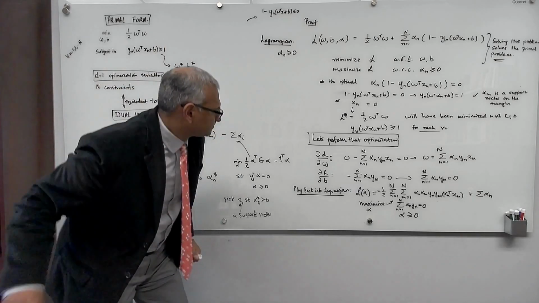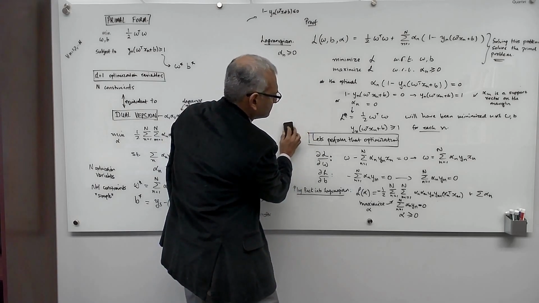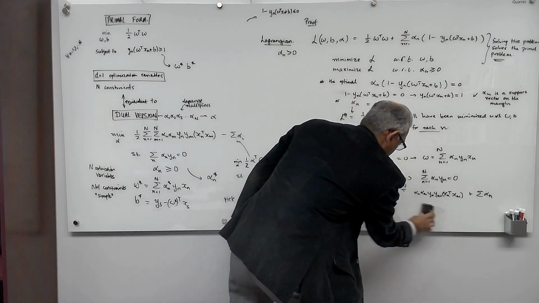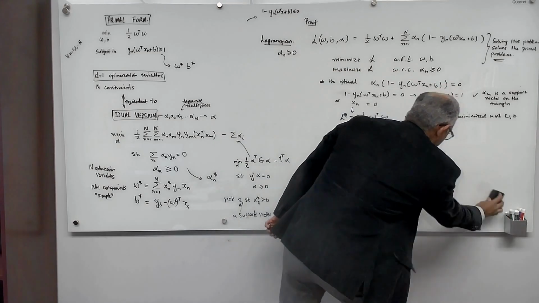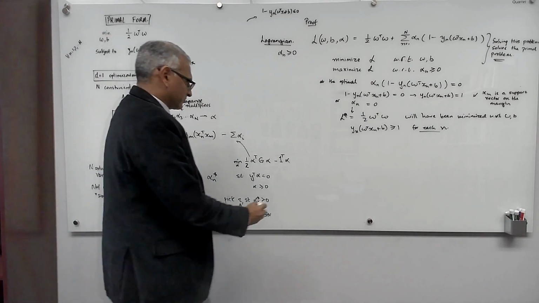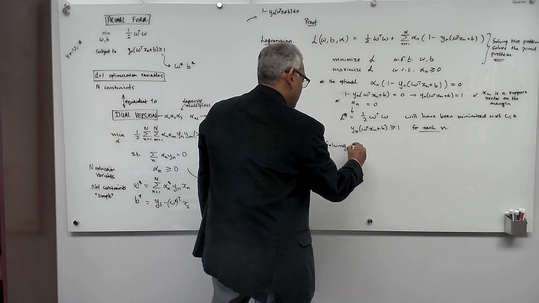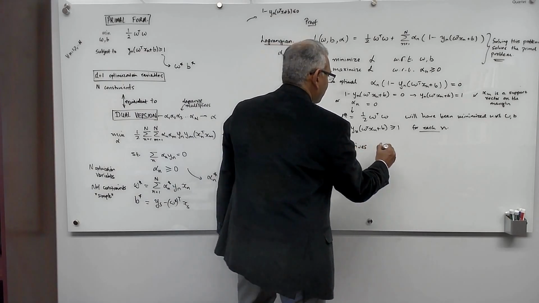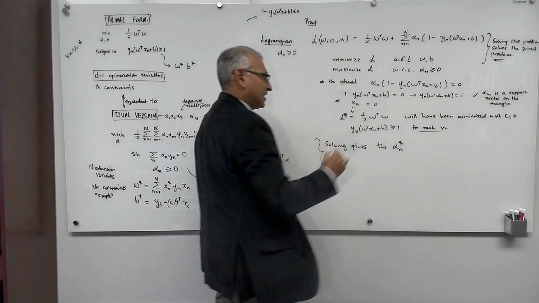So let me erase the proof. The only thing, the minor technical detail that remains, is this: when I solve this problem, I get the alphas. So solving this problem gives the alphas, let's call them alpha n star.